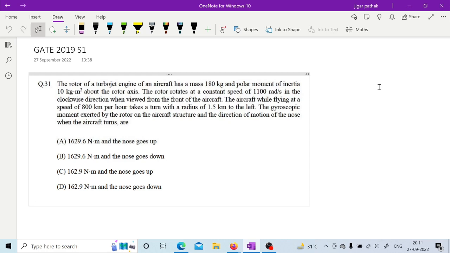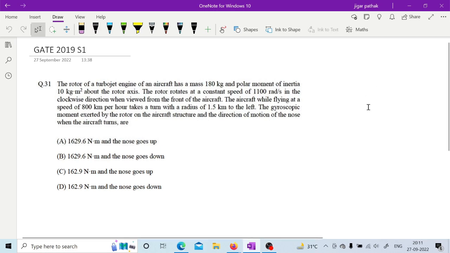So again you have to calculate I omega omega p, and you also have to mention what will happen to the nose. Can you try it by yourself? Type in your answer in the chat box, whatever option you are getting. Can you please try?